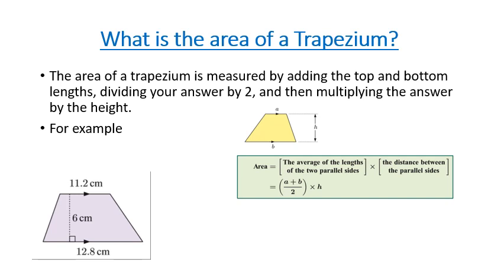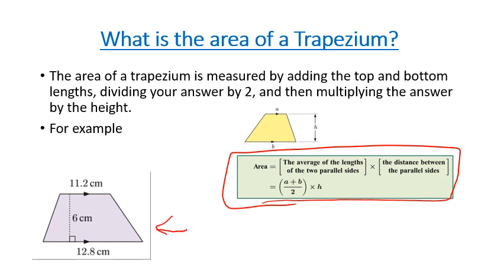Okay, so the second to last shape we're going to look at is a trapezium. Now the area of a trapezium is measured by adding the top and the bottom lengths and dividing your answer by 2, so basically finding the average of the top and the bottom lengths and then multiplying that answer by the height. And that is given by this box here.